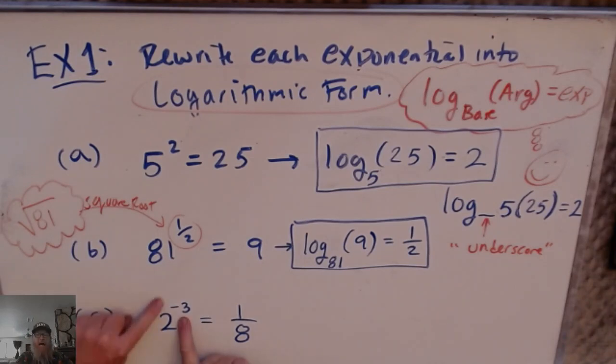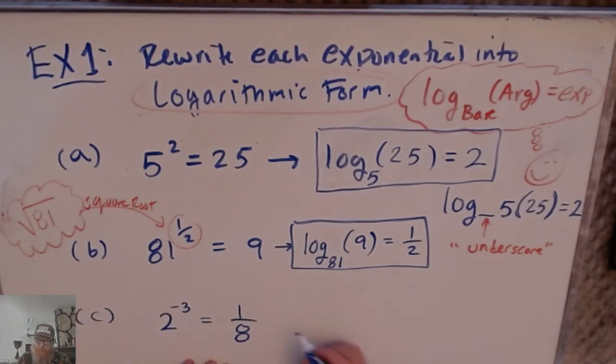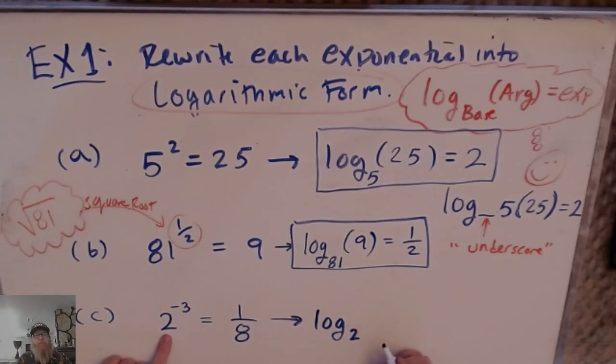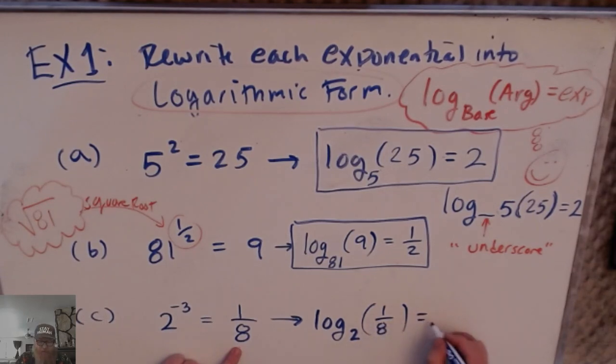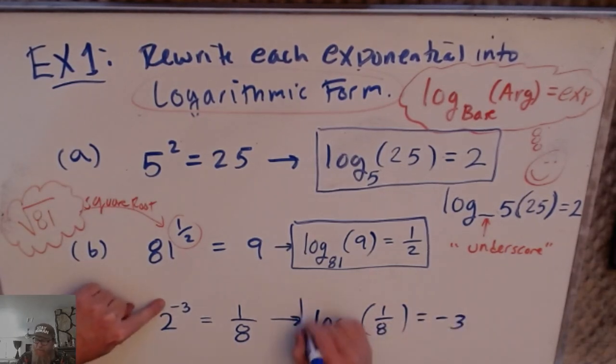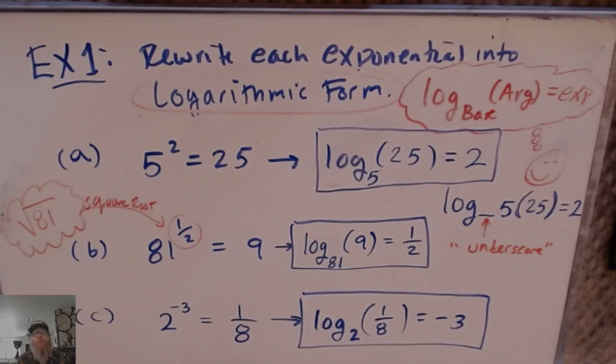All right, and then we've done a lot of these. Right, negative powers, we spent a couple days talking about these. Negative powers are reciprocals. So you're going to say log base 2 of the argument, 1/8, equals the exponent, -3. Okay, you can also use decimals for 1/8. The decimal will be 0.125.